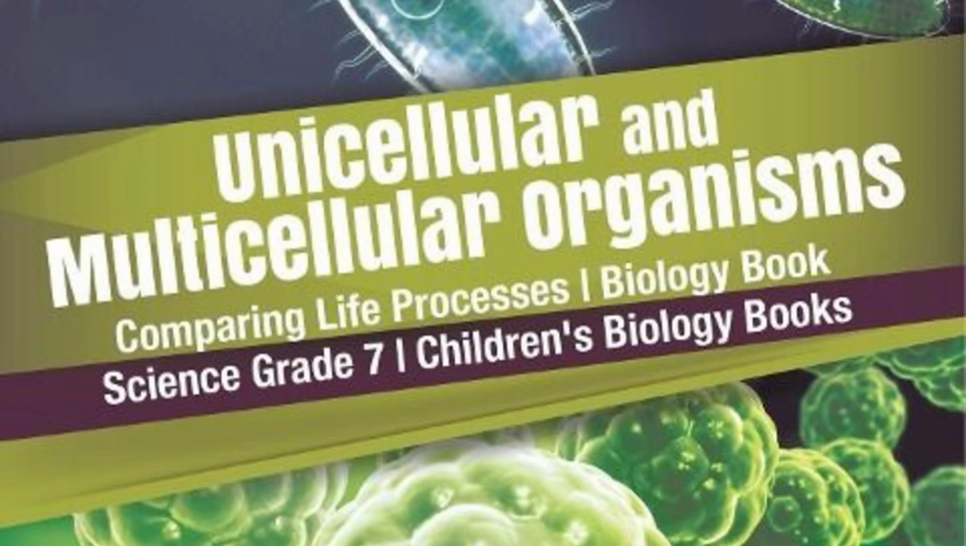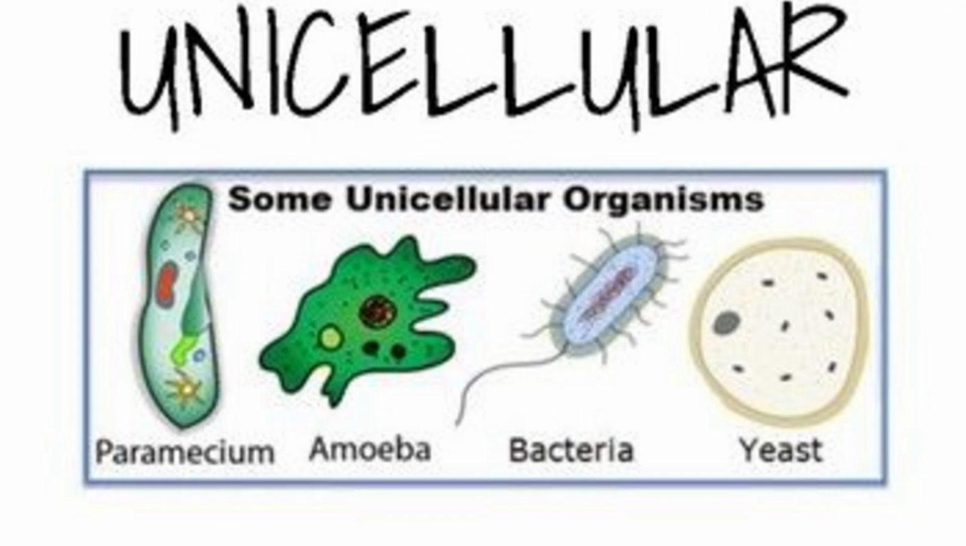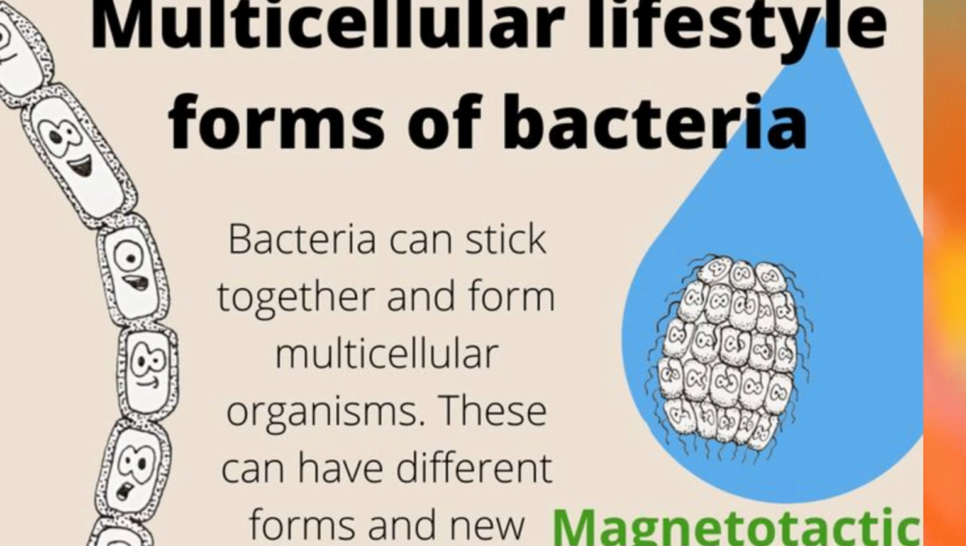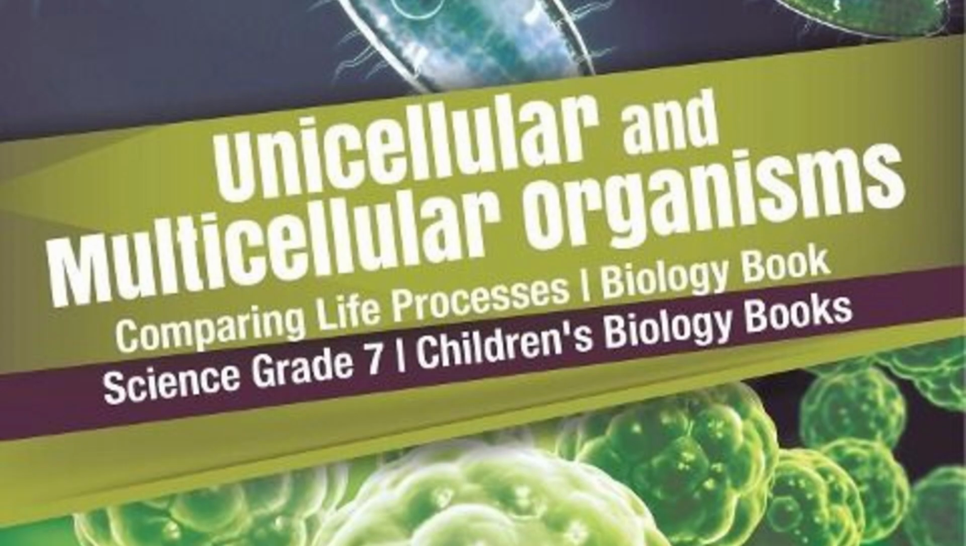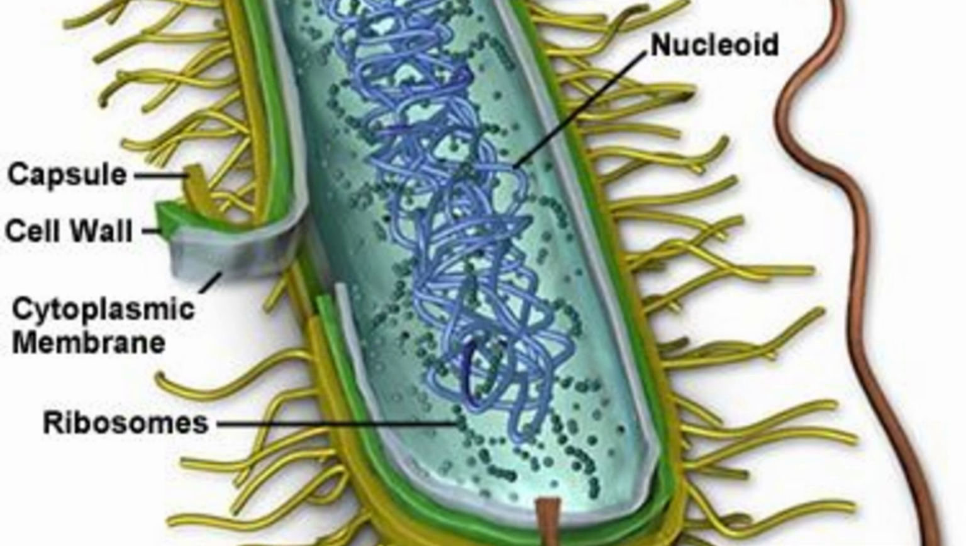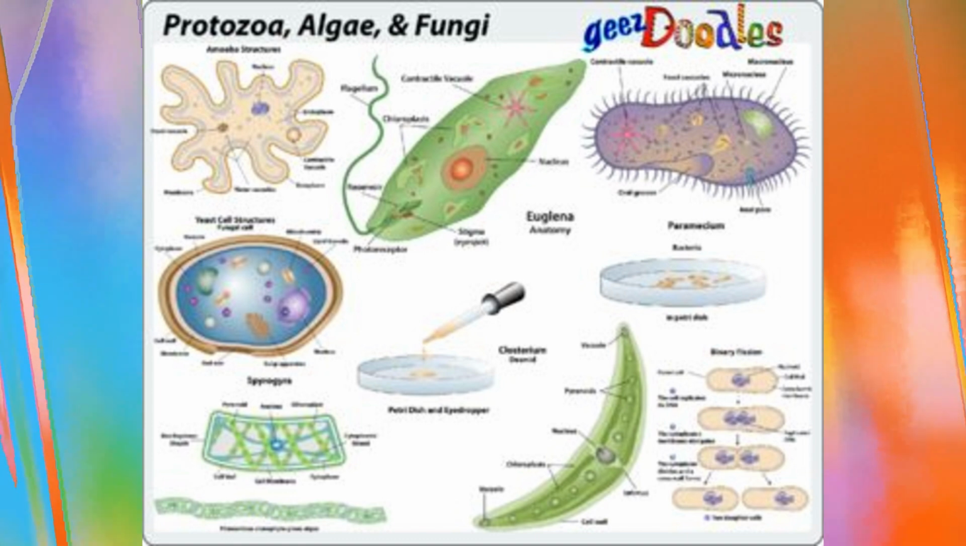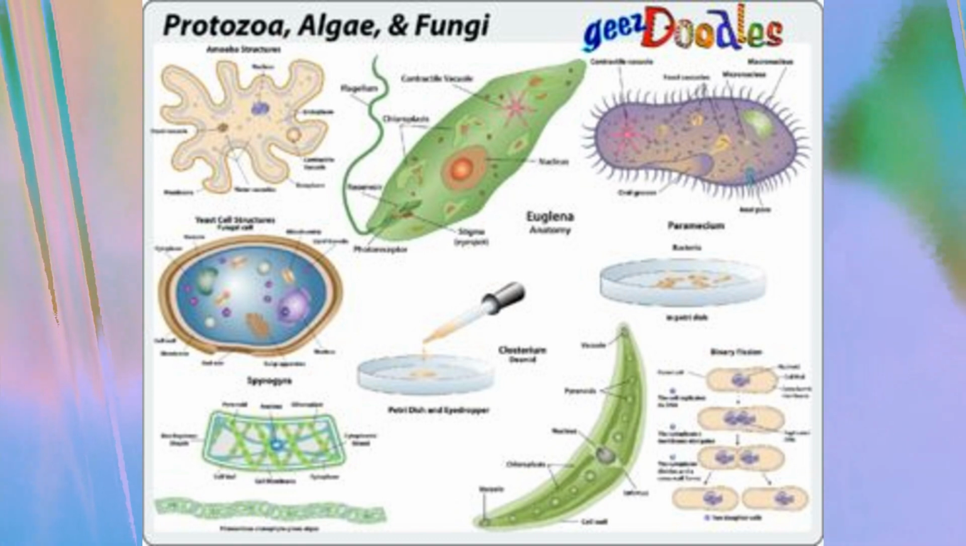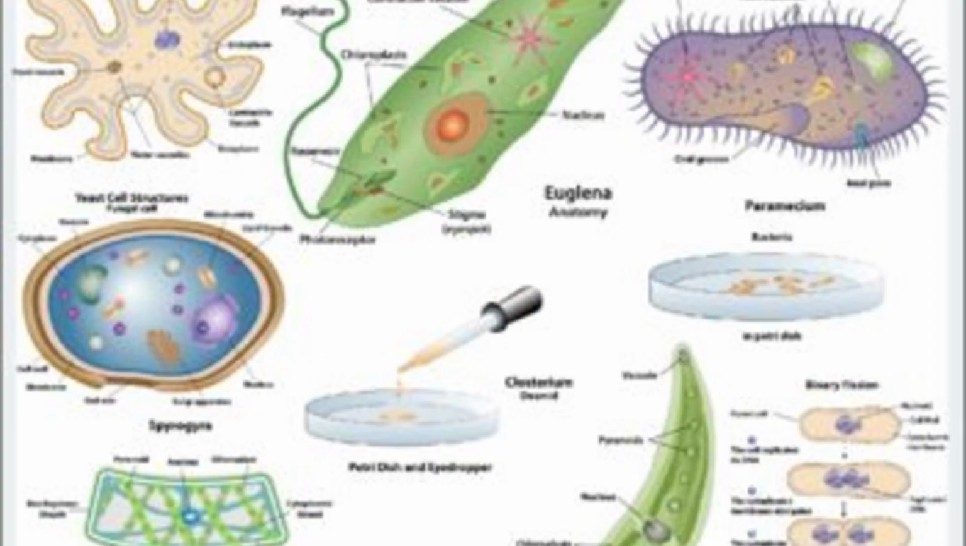Unicellular versus multicellular life, two approaches to existence. Cells exist in two main ways, unicellular and multicellular forms. Unicellular organisms are made up of only one cell that performs all functions of life. Examples include bacteria, some algae, and protozoa. They can live independently and reproduce asexually, often adapting quickly to changing environments.